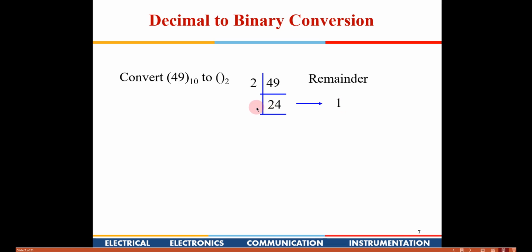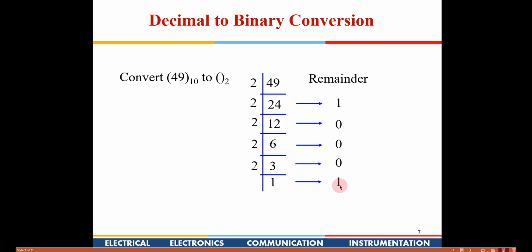Now 24, again I divide it by 2. So it is 12. What is the remainder now? 2 into 12 is 24, so the remainder is 0. Again I divide it by 2. I get 6 and the remainder is 0. Again I divide it by 2. So now I have 3, remainder is 0. Again I divide, so the remainder goes as 0. Again I divide by 2. I have a 1 out here, and then the remainder is 1 here, right?